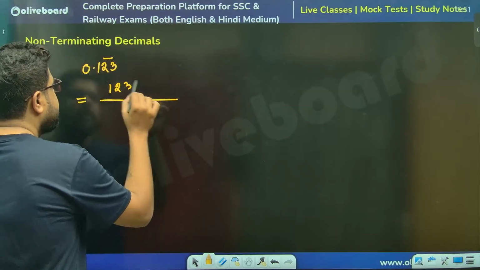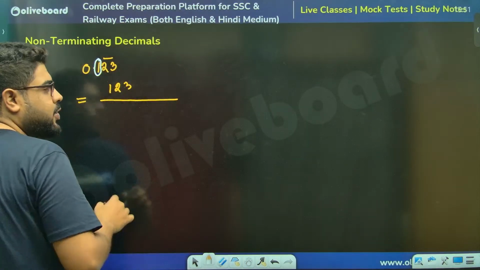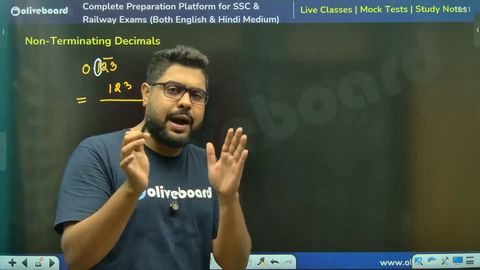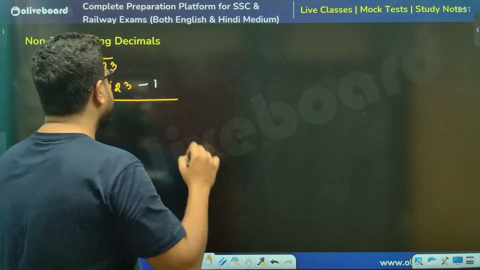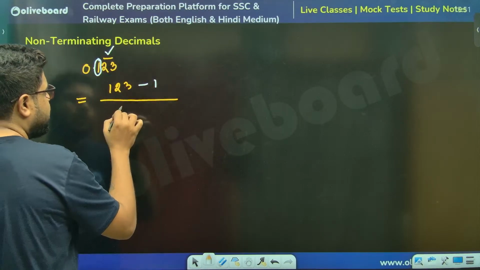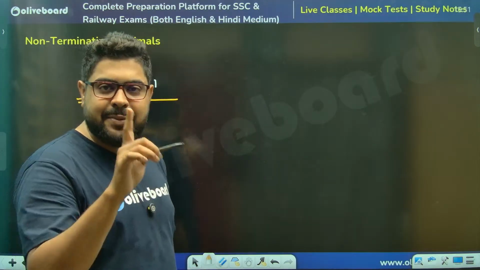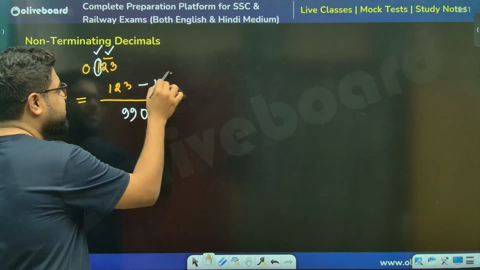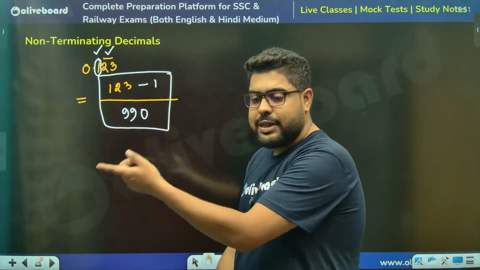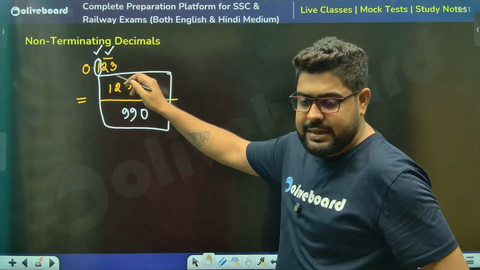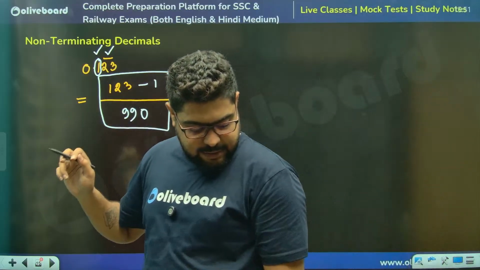Now which part does not have a bar on top? You will say 1 does not have a bar on top. Whichever part doesn't have a bar on top, you subtract that from the whole thing. Divided by, how many digits are having the bar on top? 2 and 3, so 2 nines. How many digits don't have a bar on top? 1. That many zeros you put. Whichever number of digits have a bar on top, I'll put that many nines; whichever number of digits do not have any bar on top, I'll put that many zeros.